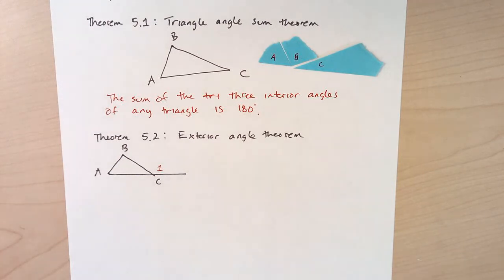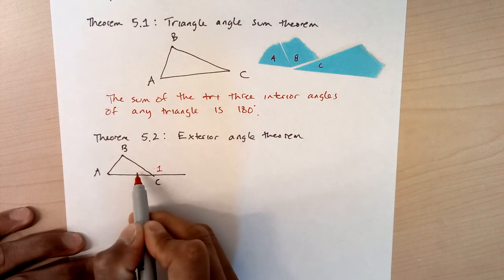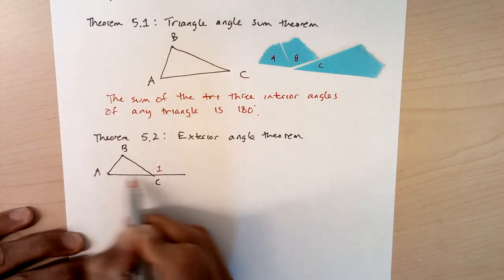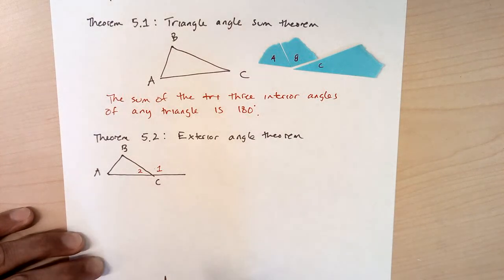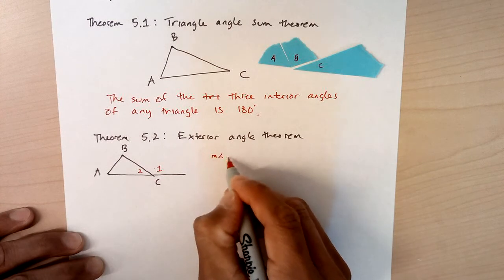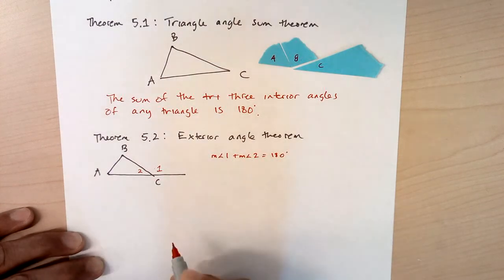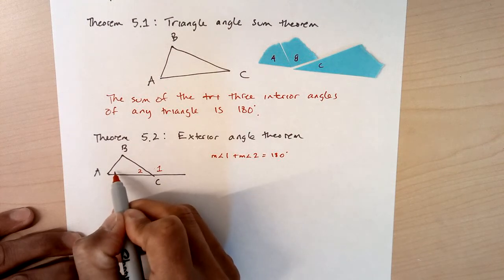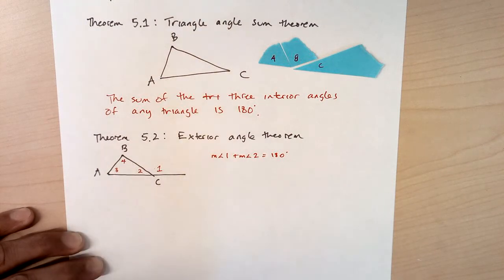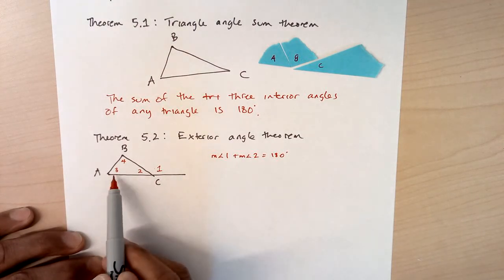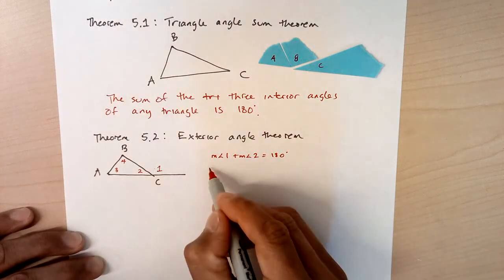So let's go through this process here. Angle 1 and this angle, angle C or angle ACB, I'm going to call it angle 2. Those two angles form a linear pair. So the measure of angle 1 plus the measure of angle 2 is equal to 180 degrees. And then it's also the case, I'm going to label angle A, angle 3, and then angle B, angle 4. So by the triangle angle sum theorem, the measure of angle 2 plus the measure of angle 3 plus the measure of angle 4 is also 180 degrees.